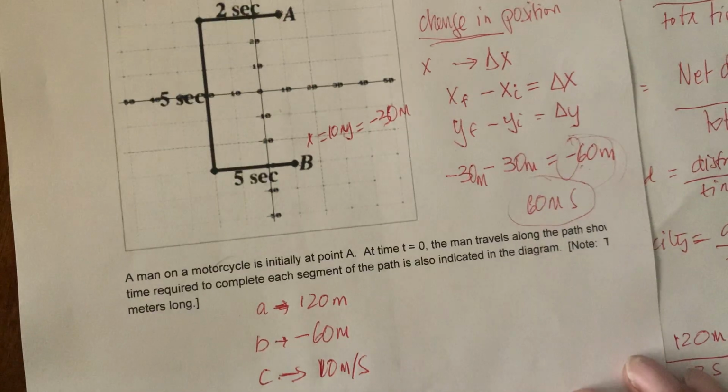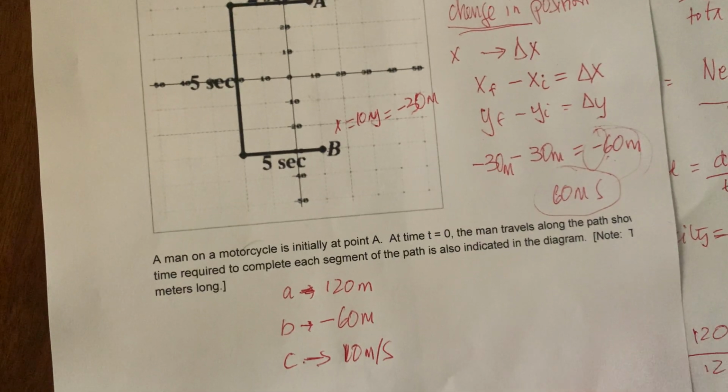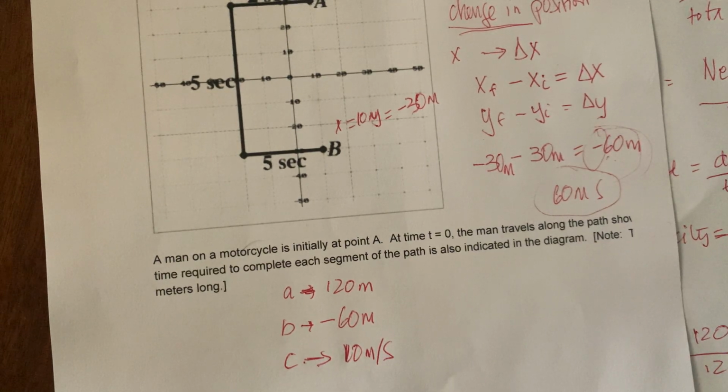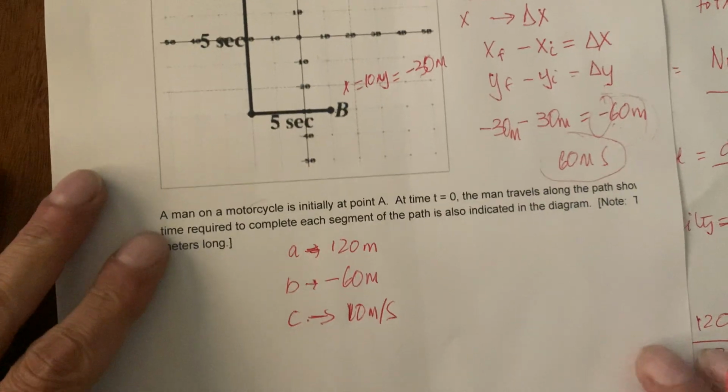All right, our next question says, what is the magnitude of the man's average velocity for this travel? Now, magnitude is a fancy word for size. What is the size of his velocity? How much was his velocity? They don't care about direction, they just want to know the magnitude of the velocity. So we can leave the direction out.